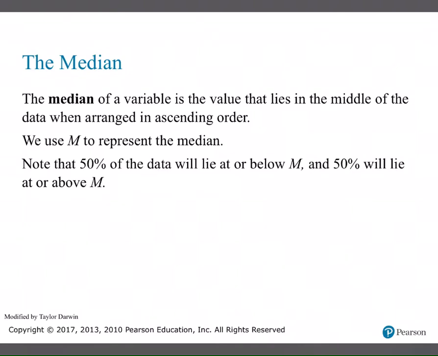You also have a median, which sounds like medium. And when I think of a medium shirt size, I think of middle. And that variable is the value that lies exactly in the middle of the data. And so you need to arrange it in ascending order, which means smallest to largest. And we use capital M. So I try to make it as easy as possible because mu is also an M. So it's easy to get those two confused. Do know that wherever M is, that median, 50% of the data is at or below that value, and 50% of the data is at or above that value.